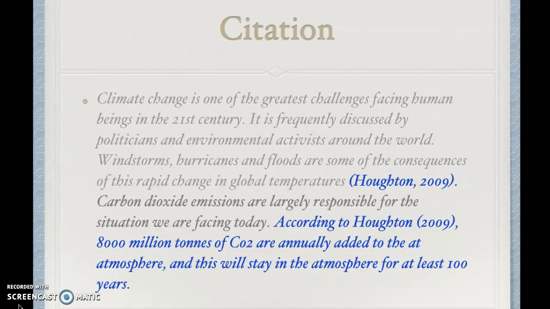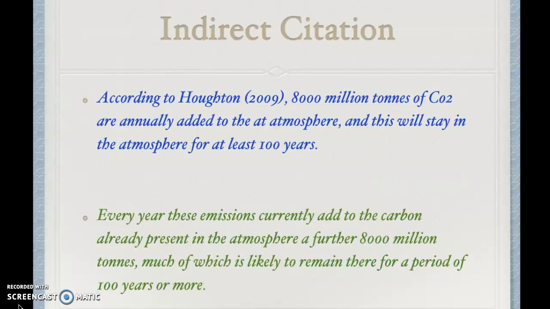According to Houghton, now notice that I'm paraphrasing. 8,000 million tons of carbon dioxide are annually added to the atmosphere, and this will stay in the atmosphere for at least 100 years. Now, if you remember the previous sentence, this is different. I've changed the wording. I've paraphrased it. I've put it into my own words, do you see? This is called an indirect citation.